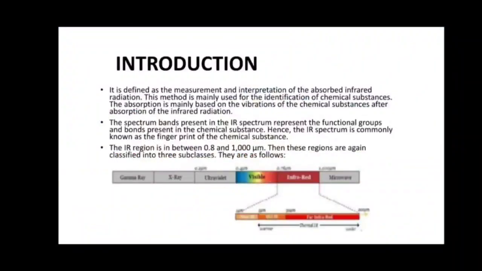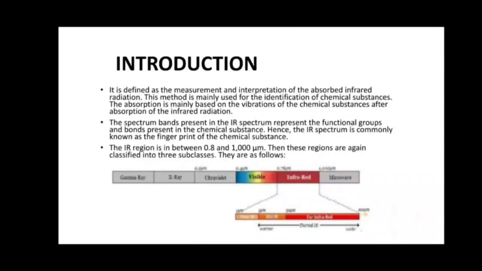Introduction. Infrared spectroscopy is defined as the measurement and interpretation of the absorbed infrared radiation. This method is mainly used for the identification of chemical substances. The absorption is mainly based on the vibrations of chemical substances after absorption of the infrared radiation. The spectrum bands present in the IR spectrum represent the functional groups and bonds present in the chemical substance. Hence, the IR spectrum is commonly known as the fingerprint of the chemical substance.